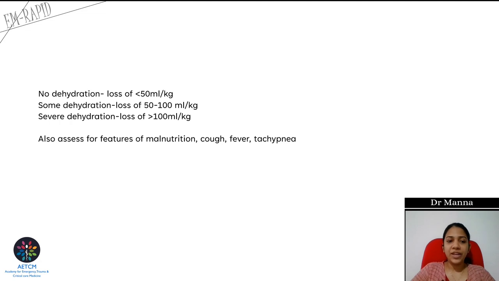So we can divide it as mild, moderate to severe dehydration, or the child will be having no dehydration, some dehydration or severe dehydration. Both are the same only. If there is mild or no dehydration, that means the child is deficient in less than 50 ml per kg of body fluid because of the acute diarrheal disease. In some dehydration, there will be loss of at least 50 to 100 ml per kg of body fluid. And in severe dehydration, there will be loss of more than 100 ml per kg. The child might also have features of malnutrition, cough, fever, tachypnea and so on.